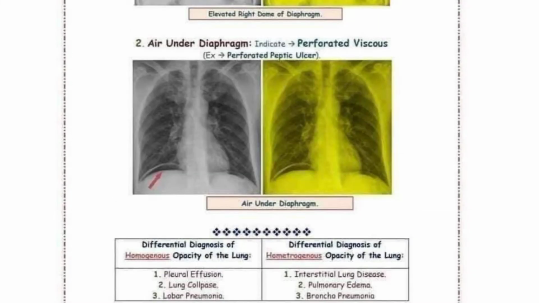And this is the differential diagnosis of homogeneous opacity of the lung. It shows pleural effusion, lung collapse, lobar pneumonia. And when there is heterogeneous opacity, further interstitial lung disease, pulmonary edema, and bronchopneumonia.